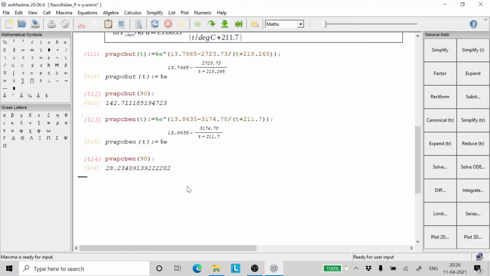Now using Raoult's law, if you want the Px curve, it's going to be equal to x, the mole fraction of benzene, into the vapor pressure of chlorobutane. Beg my pardon, x is the mole fraction of chlorobutane. So, enter the temperature, plus 1 minus x multiplied by the vapor pressure of chlorobenzene at 90 degrees Celsius.